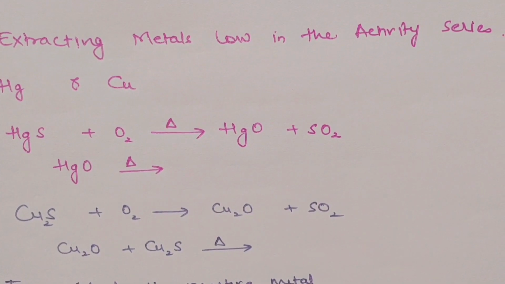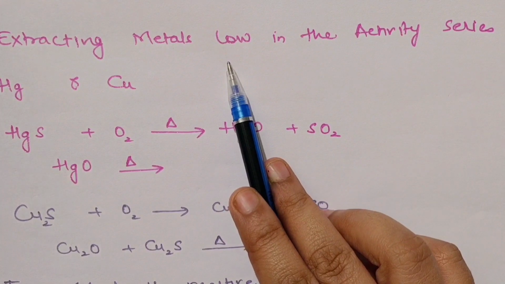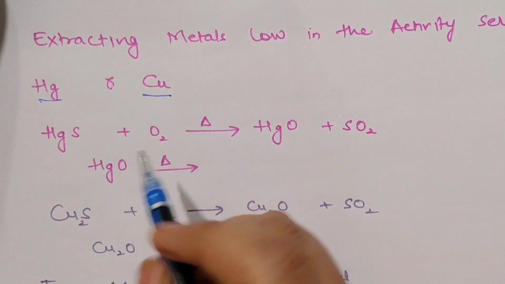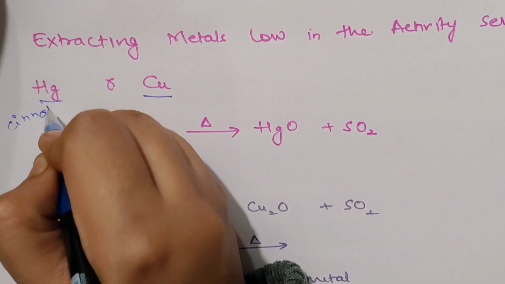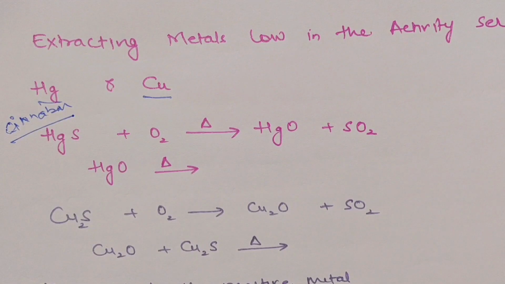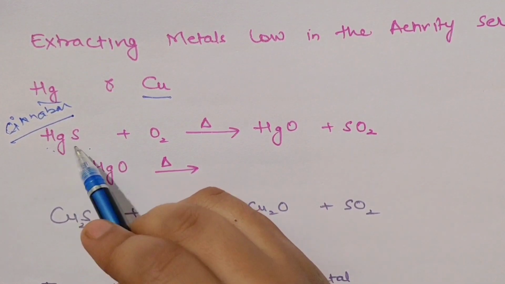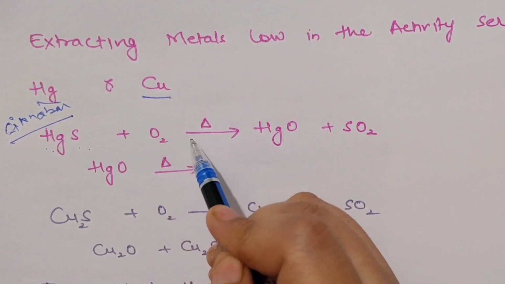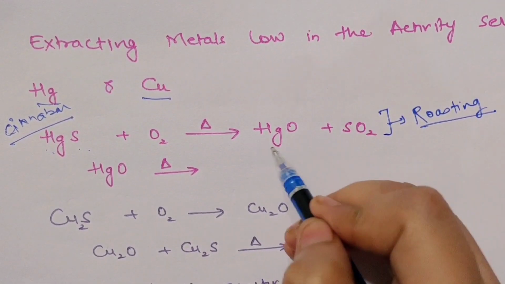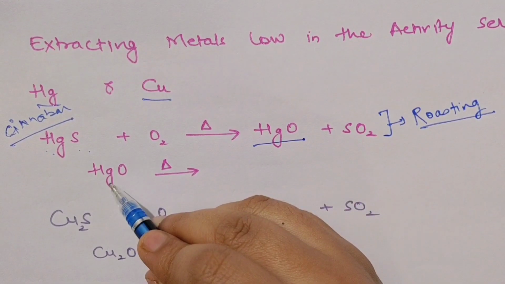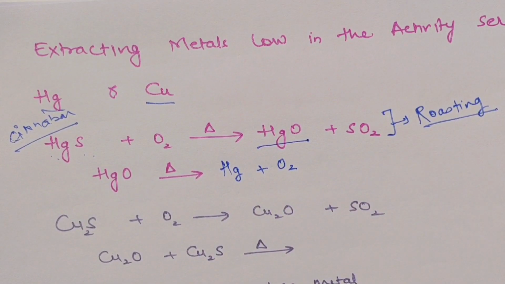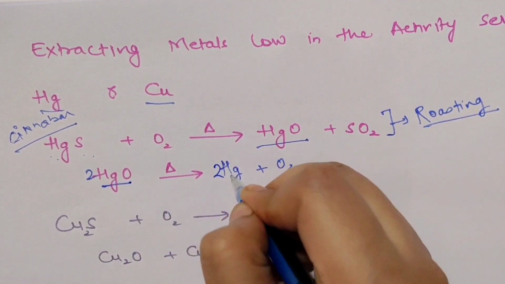Now let's see how we can extract metals of low reactivity. So in this we have two mainly, mercury and copper. Mercury's ore is called as cinnabar. This is also sometimes asked in MCQ. Cinnabar is the name of mercury ore, and that ore is nothing but mercury sulfide. So to convert it into oxide, we have to heat it in the presence of air. And I hope now you can tell this process is called as roasting. Once mercury oxide is created, then that can be reduced simply by heating. When we heat it, we get mercury and oxygen because this is a very weak bond, breaks only by heating.